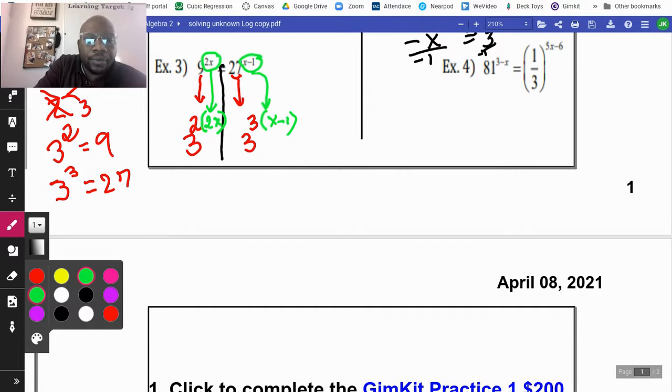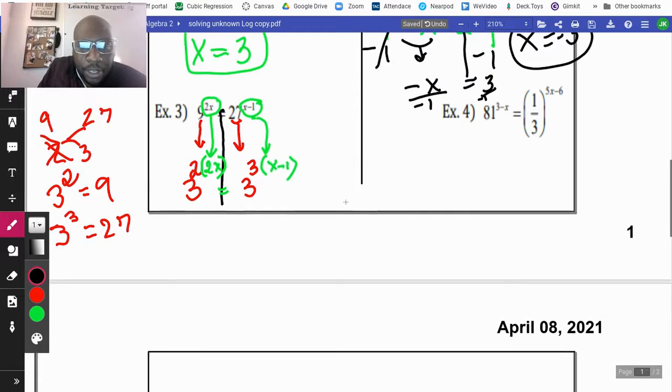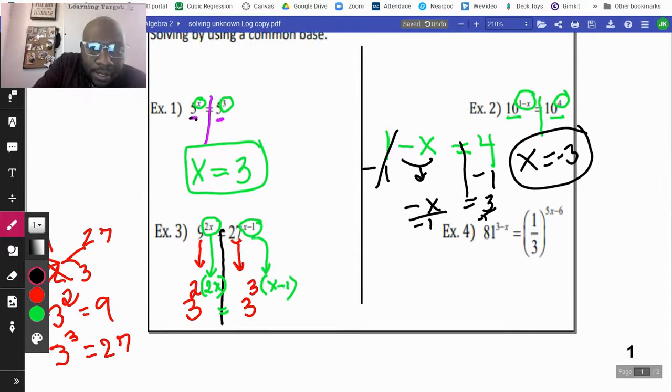All right. Now we'll go back to the basic principles that I mentioned earlier. Because the bases on the left side and the right side are common, you just set the exponents equal to one another.